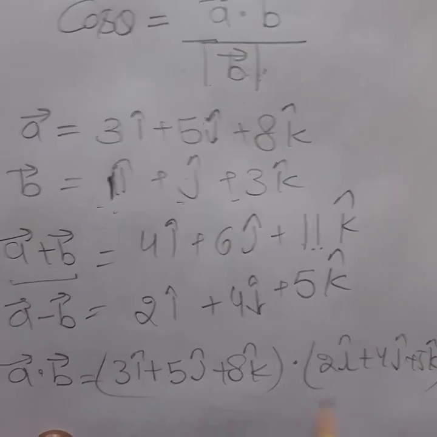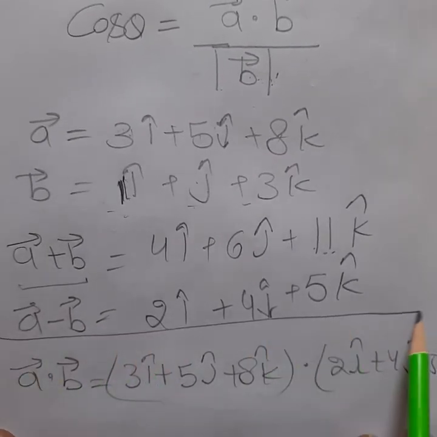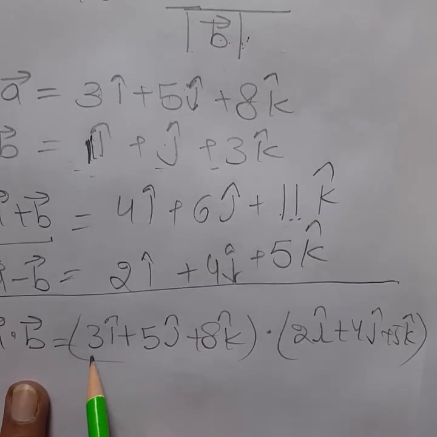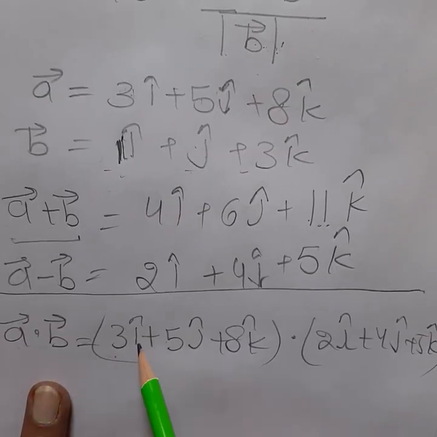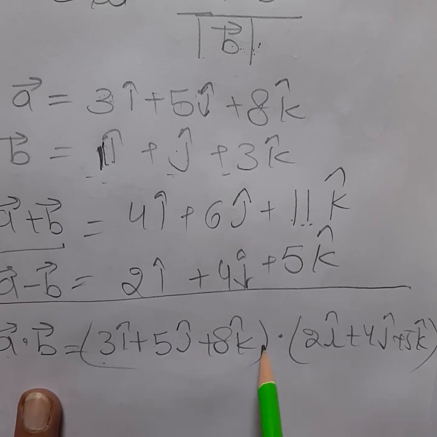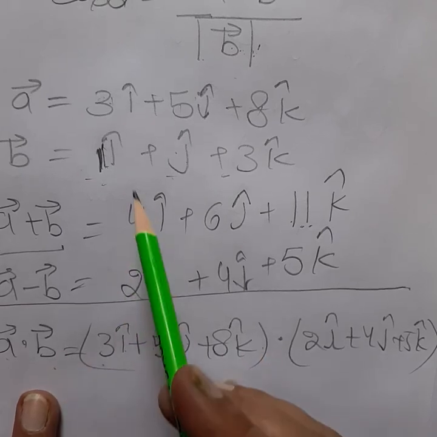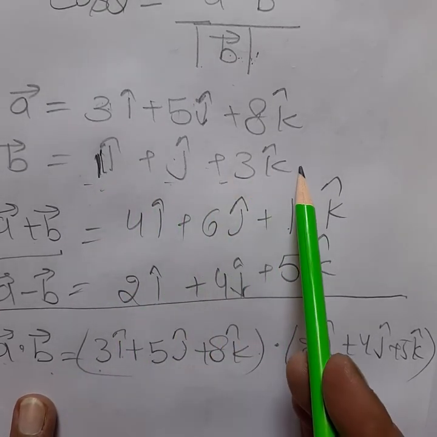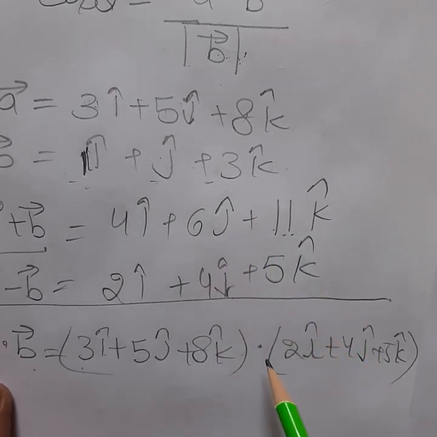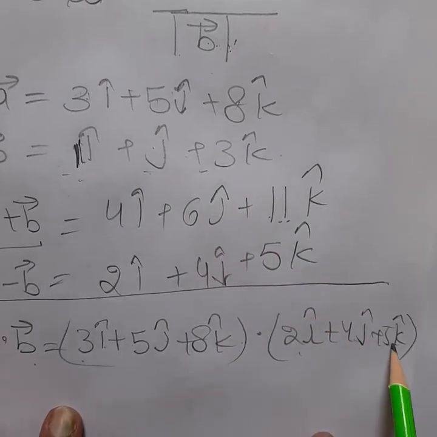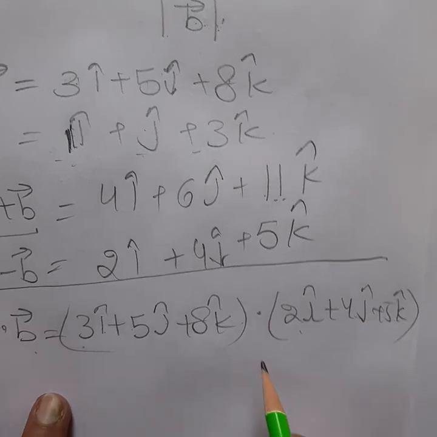Suppose we take this example. Suppose we have the a vector like 3i plus 5j plus 8k, and the b vector, well, the b vector is 2i plus 4j plus 5k. We can take any vector.